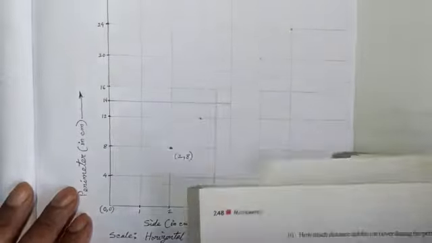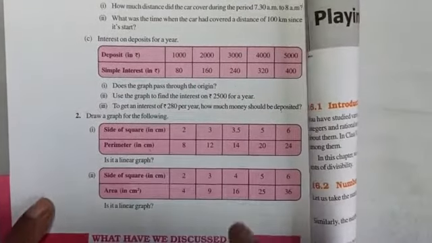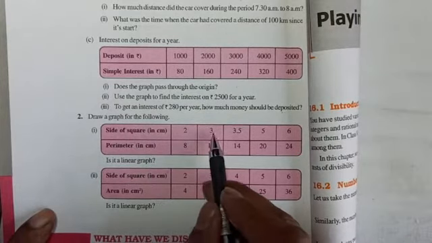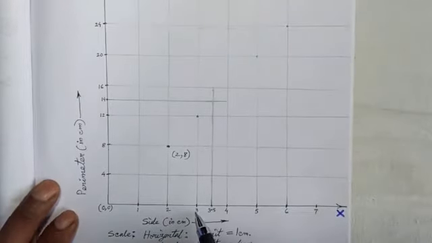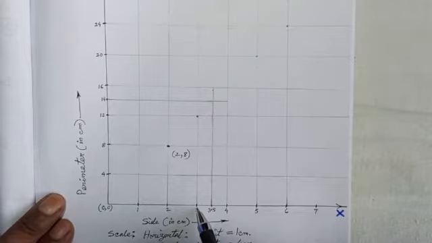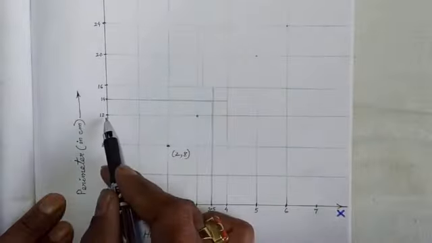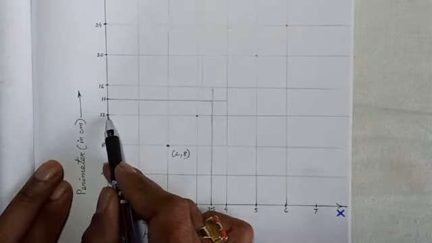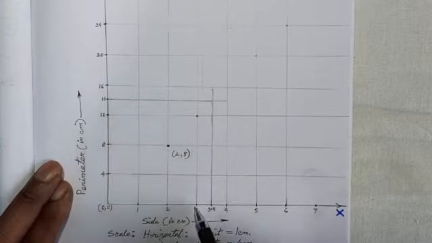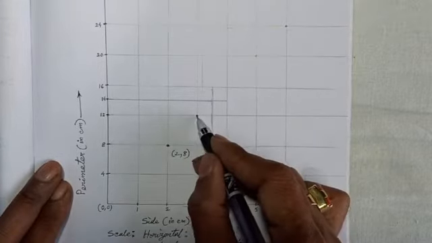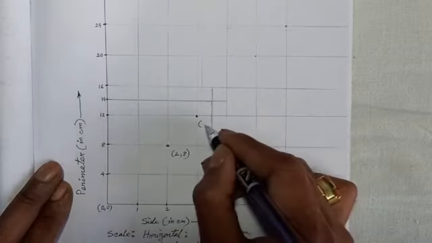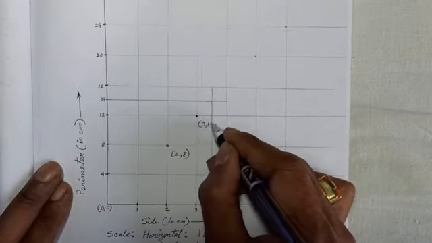Then after that, side of square is 3 and perimeter is 12. So this is 3. Through this point we are drawing a perpendicular line, and this is the mark of 12, and through this point we are drawing another perpendicular line, and these two perpendicular lines intersect here, and this point represents the coordinate 3 and 12.